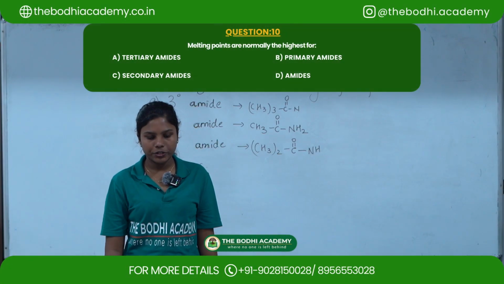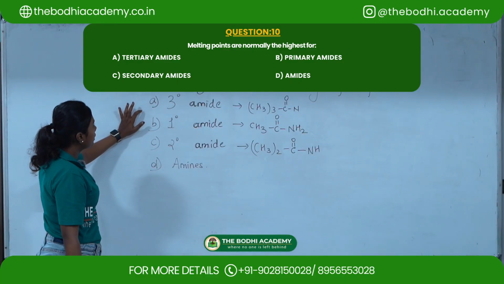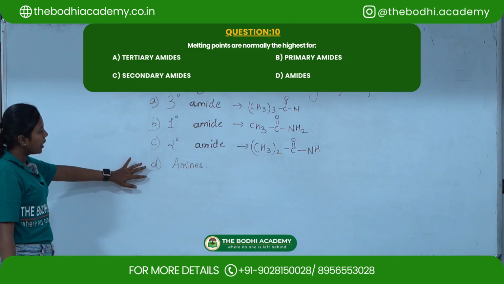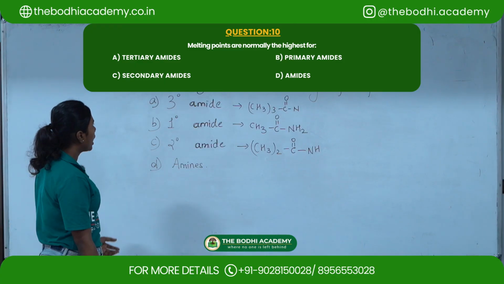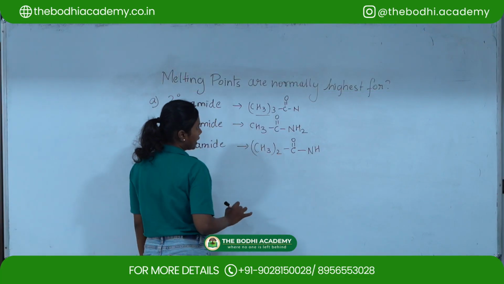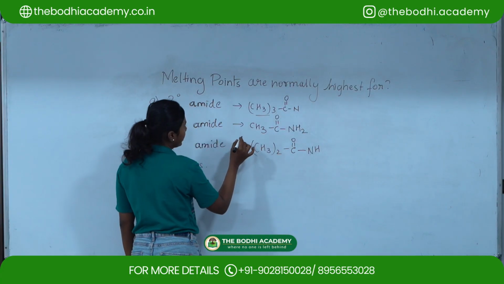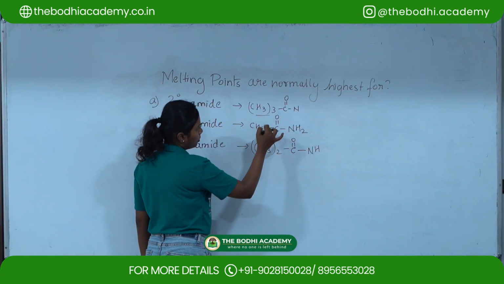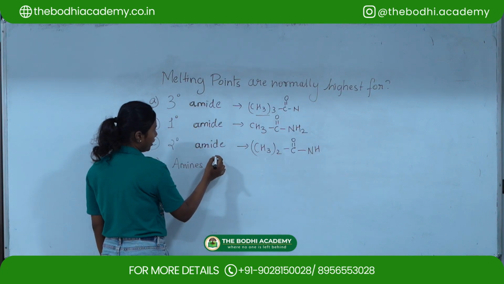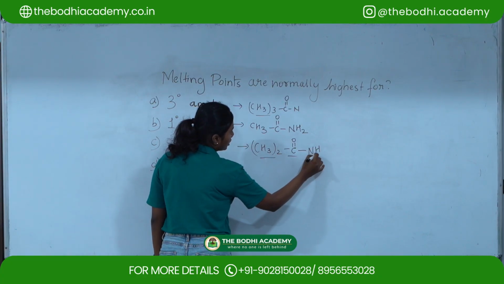Okay, moving to the next question, we have: melting points are normally the highest for A. tertiary amine, B. primary amine, C. secondary amine and D. just for amines. So now let's look at their structures. In tertiary amine we are going to have three alkyl groups and the nitrogen. For primary amide we have one alkyl group, the amide group and NH2. And for secondary we have two alkyl groups and the amino group.